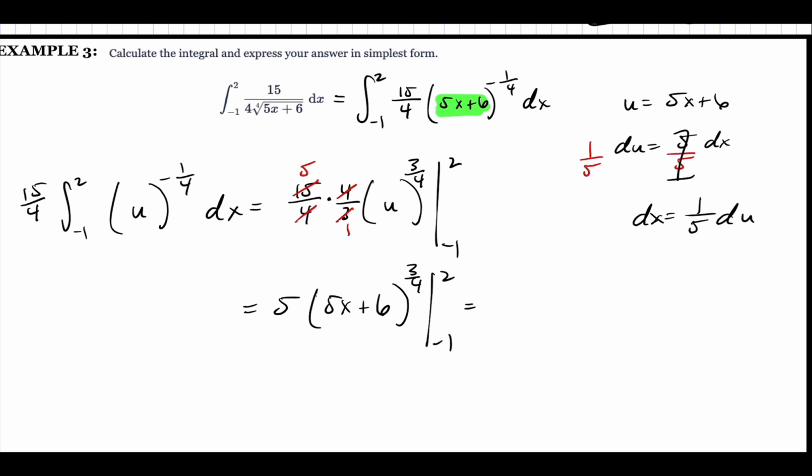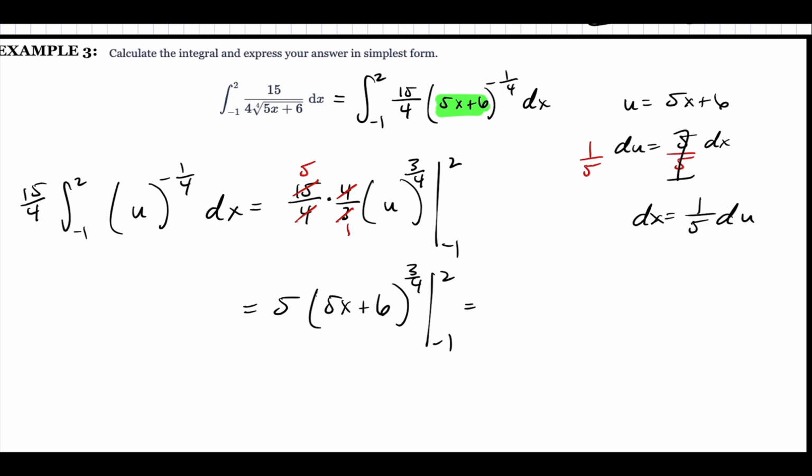Found the antiderivative, plugged it back in. I got 5 times 5x plus 6 to the 3/4 power. Right? That's what we focused on last week. We put a plus c in there. We were done there, right? So that part we've had practice with, and that's the hardest part. To me, that's the hardest part about this because after that, you're just plugging in numbers.